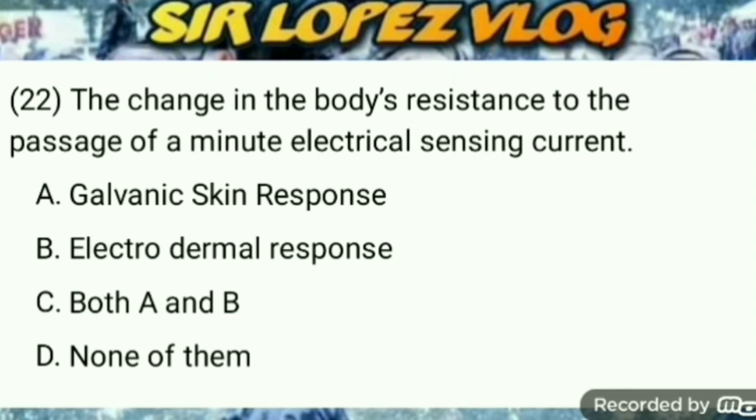22. The change in the body's resistance to the passage of immediate electrical sensing current. A. Galvanic Skin Response. B. Electrodermal Response. C. Both A and B. Or D. None of them.